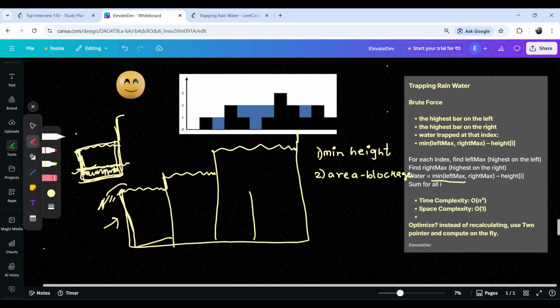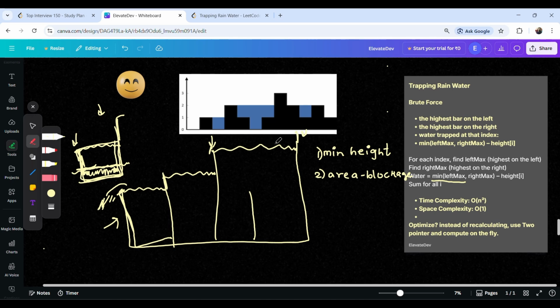For this container, this was the left one and this was the right one, so we took the minimum of left and right, right? But if we look at the bigger picture, then from any side we have to consider the maximum one. Here, if we start pouring from the leftmost, then we will consider this maximum one. And if we start pouring from the rightmost, then we will consider rightMax.